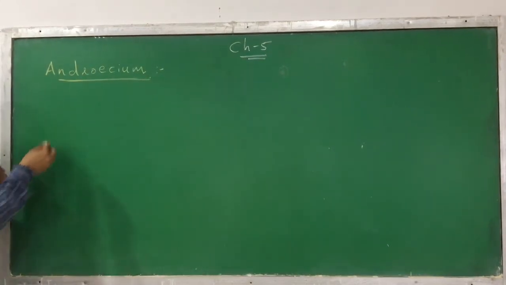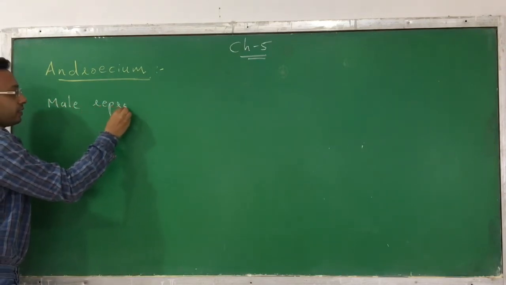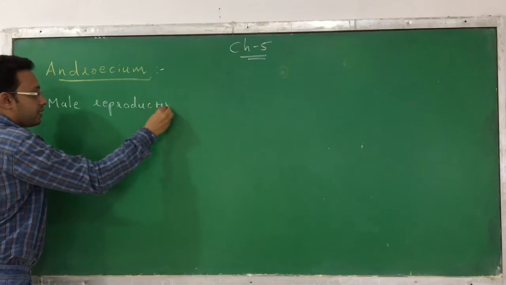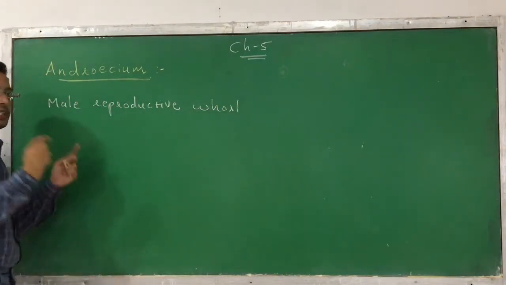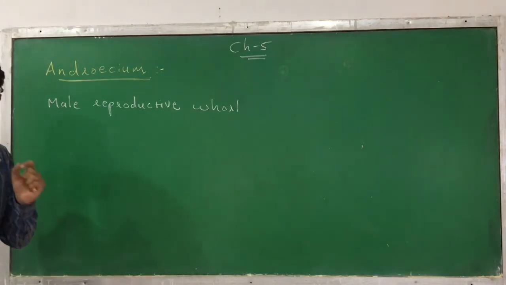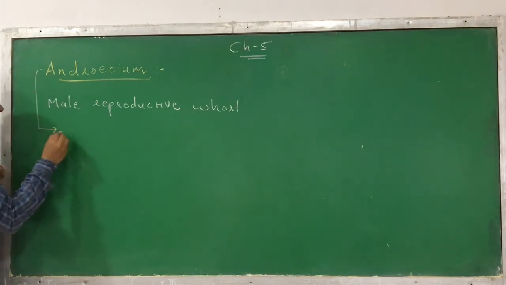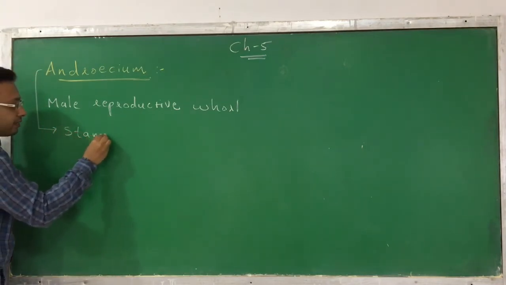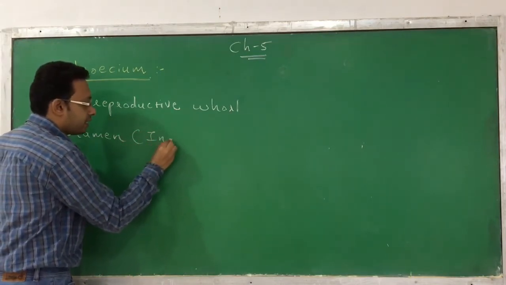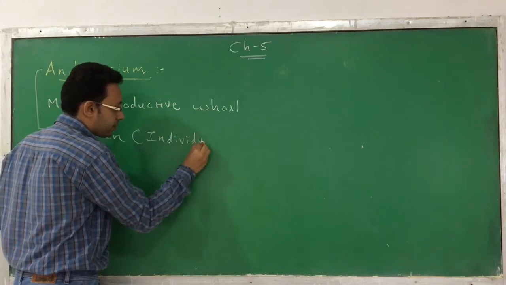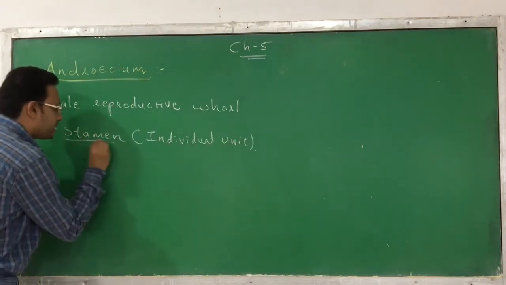You know that the Androecium is the male reproductive whorl of a flower. It is important for sexual reproduction. The individual unit of this Androecium, we are calling it a stamen. Clear? Okay, now let us see what is the structure of this stamen.